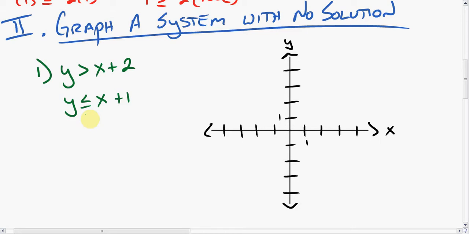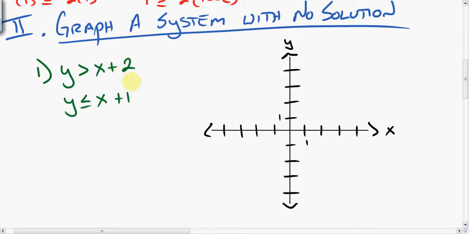This is section 3.3 part 2, where we are going to look at graphing a system of linear inequalities with no solution. So we've got our system of linear inequalities here. Alright, so the first step is going to be to graph each inequality. So I've got y is greater than x plus 2.